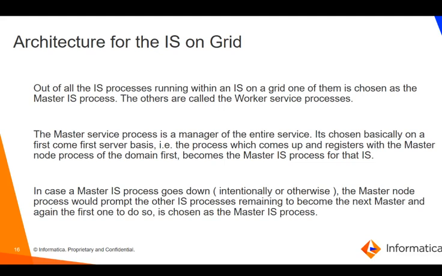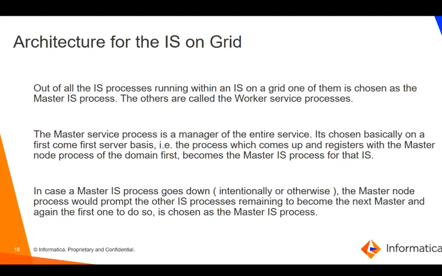Okay, so now for the architecture of the IaaS on a grid. So as I explained, there's an integration service which is running on a grid. Grid is an alias for multiple nodes, and for the integration service, there will be one integration service process running on each of those nodes. And these integration service processes will communicate with each other using a shared directory and using the master gateway node of the domain to figure out where the other processes are for that integration service.